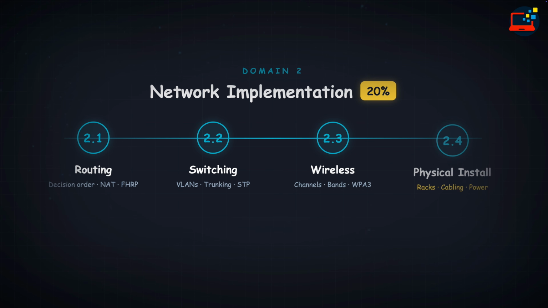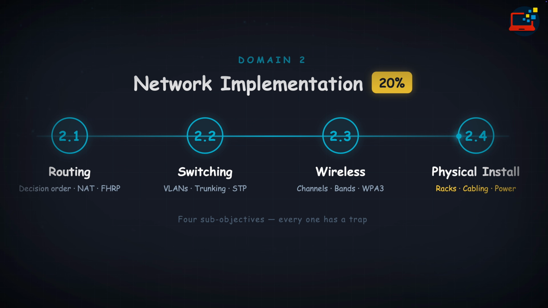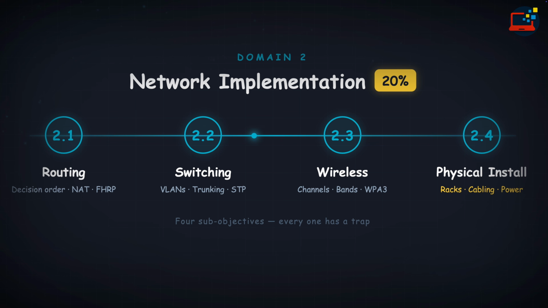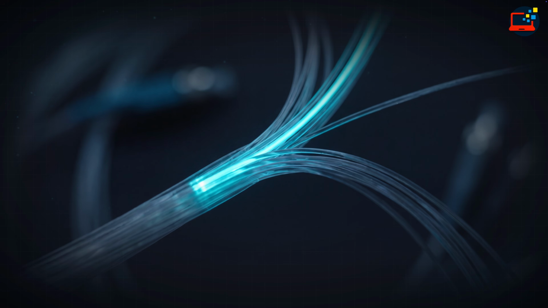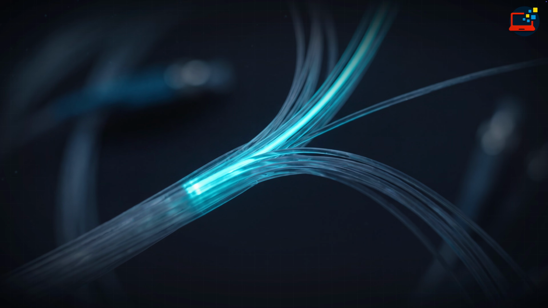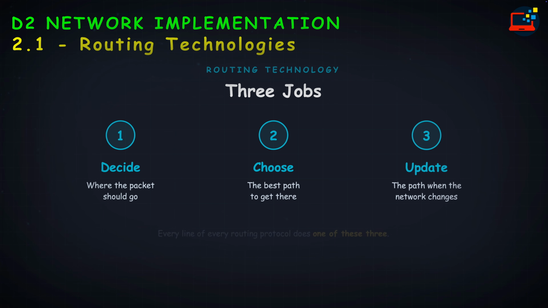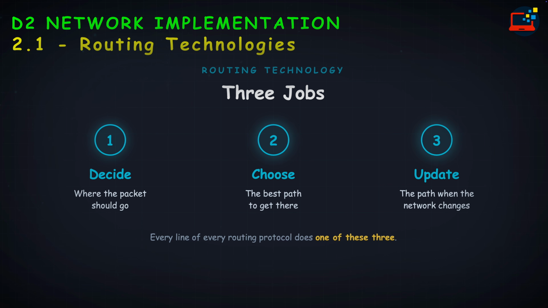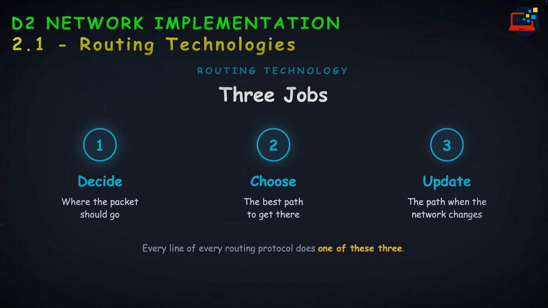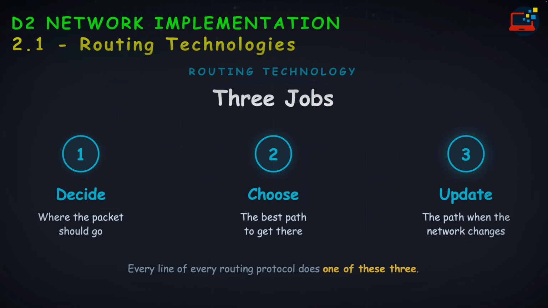Domain 2 has 4 sub-objectives, covering routing, switching, wireless, and the physical installation, the racks, the cabling, the power. We start with routing because routing is where the most points are lost on exam day. 2.1 is routing. Routing technology has 3 jobs: decide where a packet should go, choose the best path to get there, and update that path when the network changes. Every line of every routing protocol exists to do one of those 3 things.